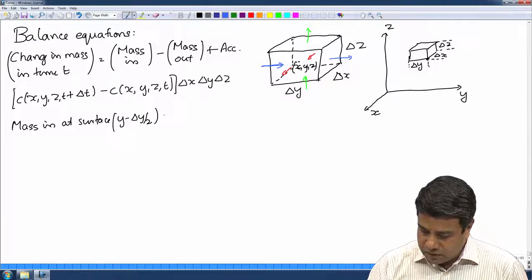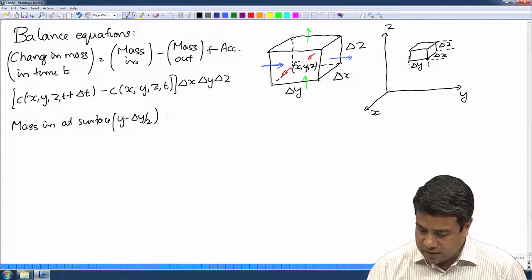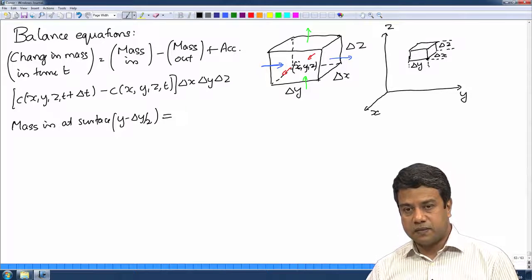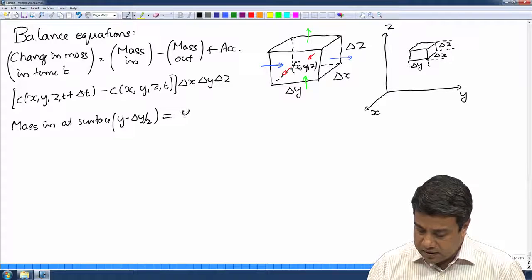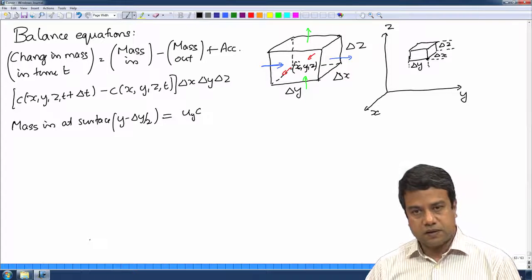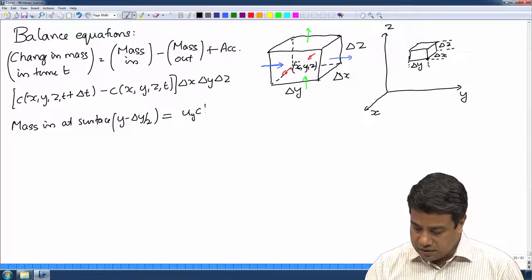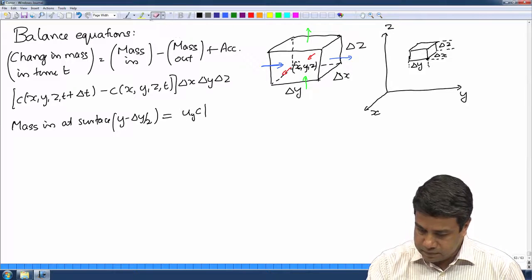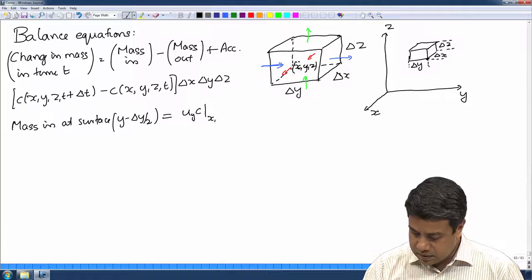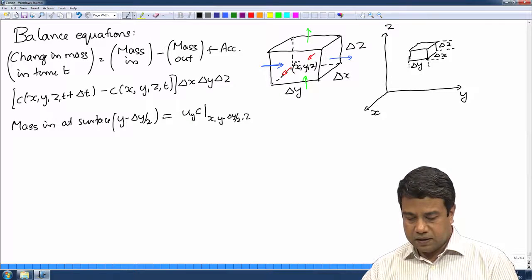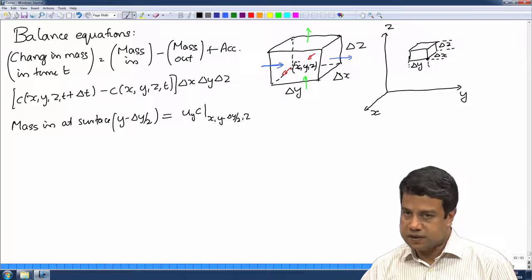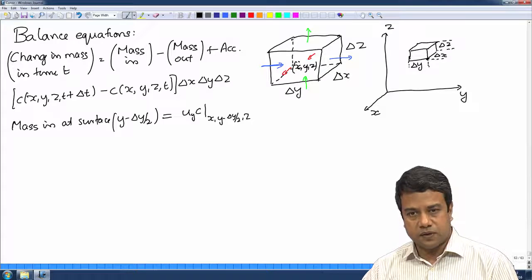So, due to diffusion, the mass coming in at the surface at y minus delta y by 2 is going to be equal to the perpendicular velocity, the velocity perpendicular to the surface, that is u_y times c, the concentration at the location x, y minus delta y by 2 and z. That is the mass coming in due to convection.